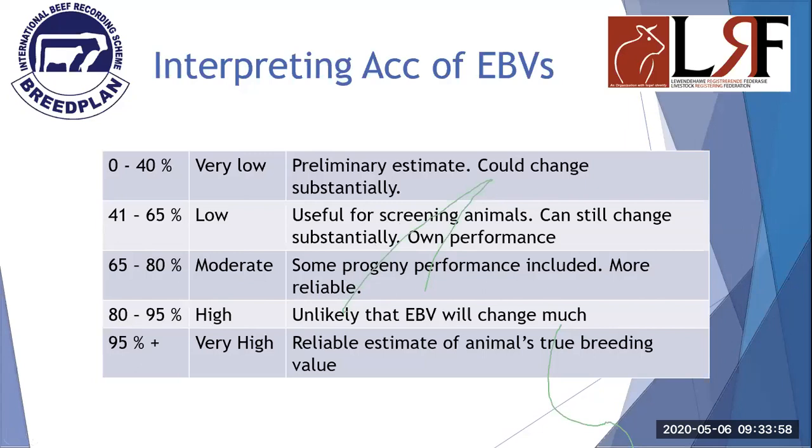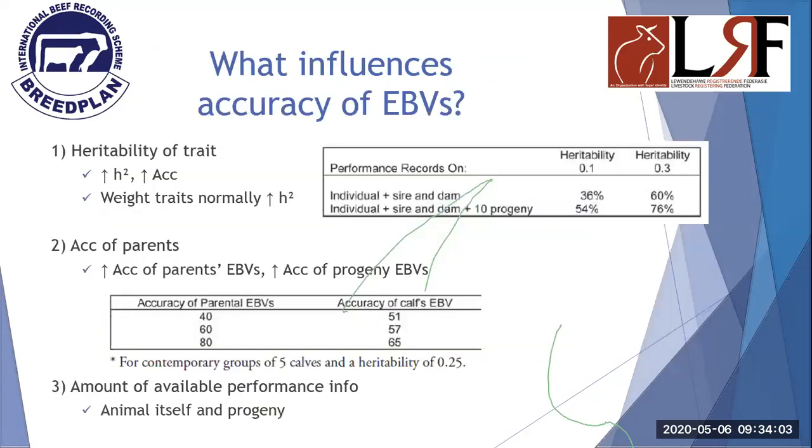95+%, this is very high. It's a reliable estimate of the animal's true breeding value. So the accuracy of EBVs is influenced by a few factors. The heritability of the trait influences the accuracy. Higher heritable traits will normally have a higher accuracy with less information. So you will normally see that the weight traits have higher accuracies than, for example, your fertility traits.